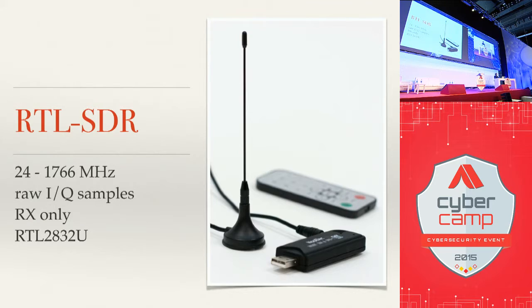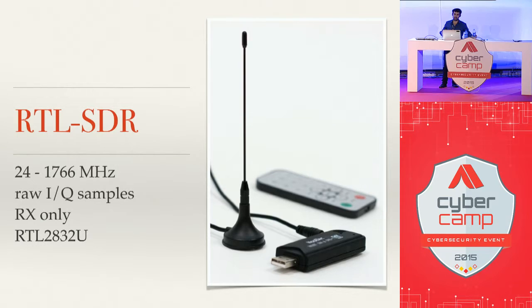Another tool I like to use is called RTL-SDR. It uses a Realtek chip, and it's a much smaller range, so that'll go 24 megahertz to 1.7 gigahertz. You can also get your raw IQ samples. It only receives, but it's very inexpensive. It's like around $20 US. And it's still pretty powerful. It's also nice and small, so it's pretty convenient to carry with you.